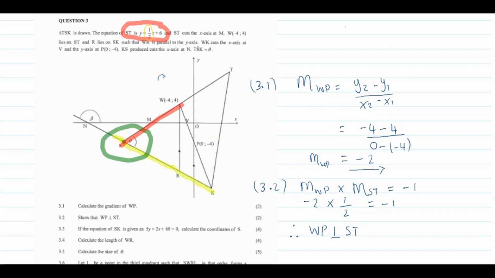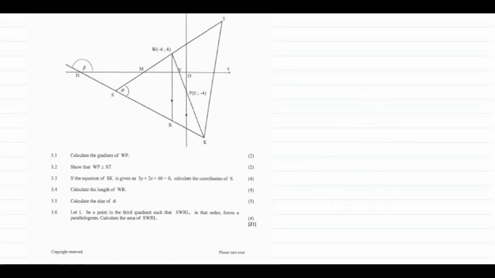Okay, so we've already calculated the gradient for our WP. We've already shown that WP is perpendicular to ST, and we have calculated the coordinates of our S. Right. So the next question, which is 3.4, wants us to calculate the length of WR. I'm just going to highlight my WR for you guys. This is my WR, and we need to calculate the length of this line, right? How do we calculate the length of a line? We use the distance formula. That's the first thing we know.